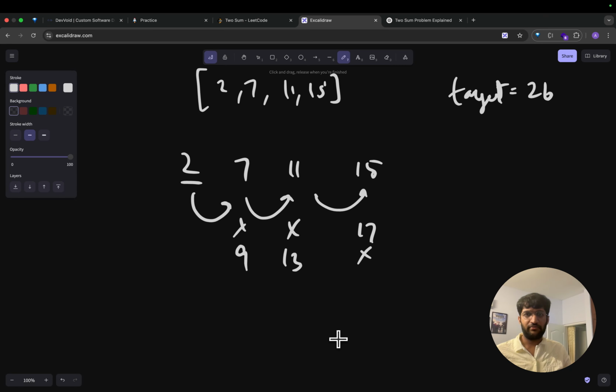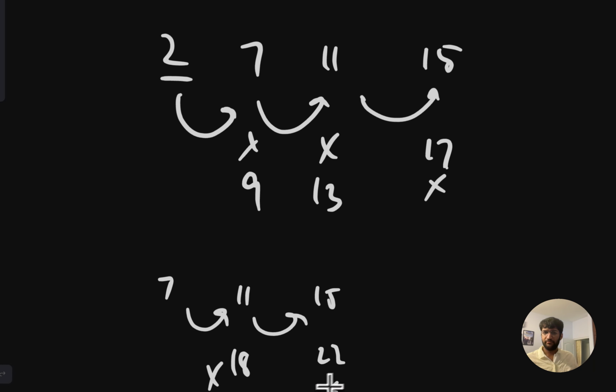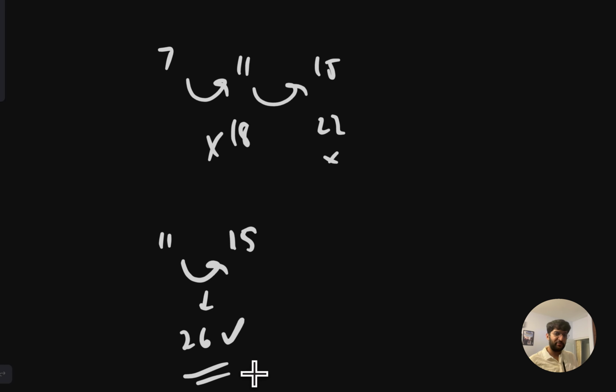We'll go to the next item, 7. Check with 11. Does this add up? No. Check with next item, 15. Does it add up? Of course not. Next, we'll go one more level. Go to 11 as the starting point now. Only 15 is remaining to check, right? What do you see now? 26. Boom. It does add up.